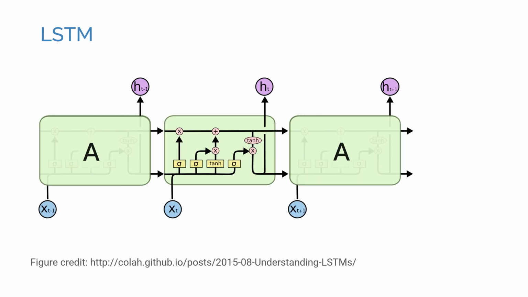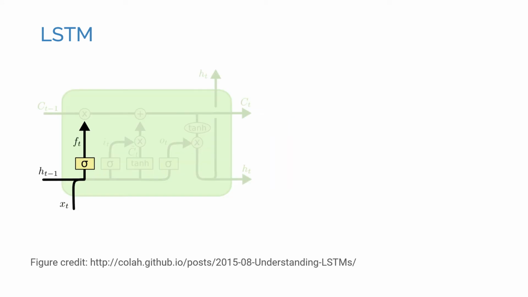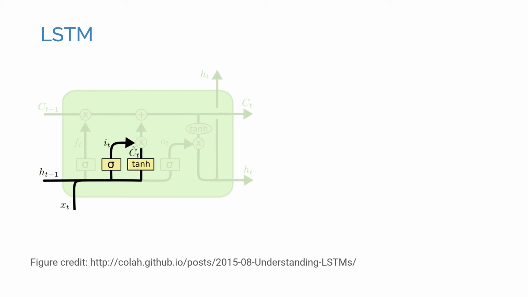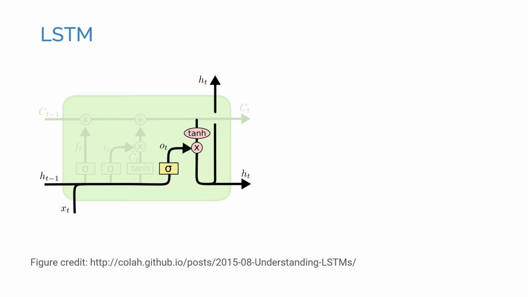This figure from Chris Olah's blog, for example, summarizes how LSTMs work. The first gate in this module determines how much of the past we should remember. The second gate decides how much this unit should add to the current state. Finally, the third gate decides what parts of the current cell state make it to the output.